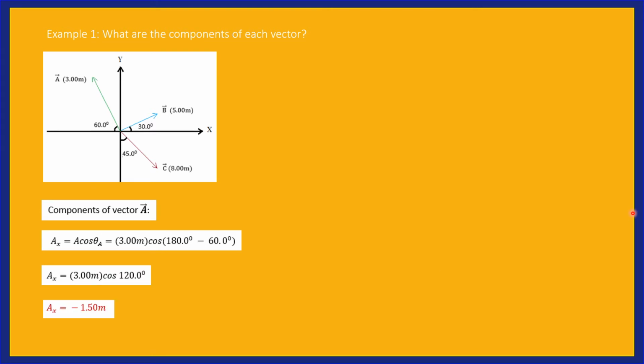You have negative 1.5 meters, because vector A lies in quadrant 2 with an x component direction that is to the left. Now for A_y, just replace cosine with sine, and the angle stays at 120 degrees. A_y is A sine theta, so 3 meters times sine of 120, and sine of 120 is positive. So A_y equals 2.60 meters. A_y is positive because A has a component that is upward. It lies in quadrant 2.